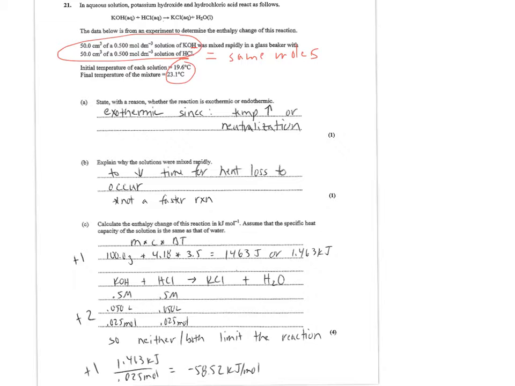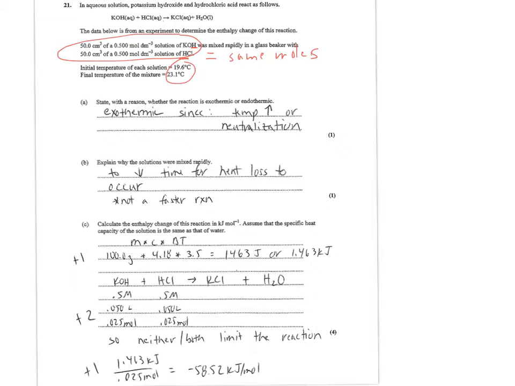B, explain why the solutions were mixed rapidly. They weren't looking for you to say for a faster reaction. They're looking for you to realize you're trying to decrease the time for heat loss to occur. The quicker the heat is released, the less time it has to be lost to the surroundings. So that was the point of it.